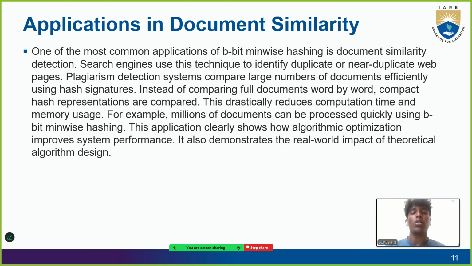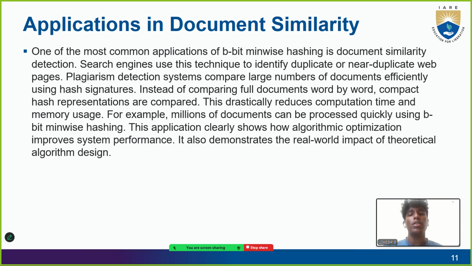And applications in document similarity. One of the most common applications of b-bit minwise hashing is document similarity detection. Search engines use this technique to identify duplicate or near duplicate web pages. Plagiarism detection systems compare large numbers of documents efficiently using hash signatures. Instead of comparing full documents word by word, compact hash representations are compared. This drastically reduces the computation time and memory usage.